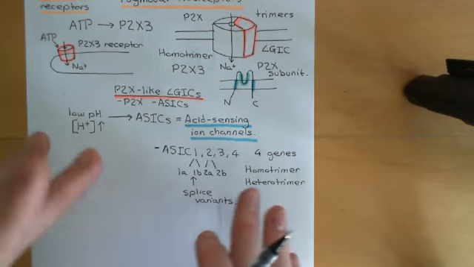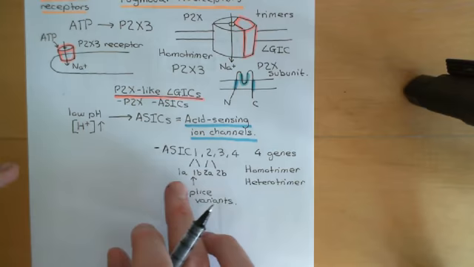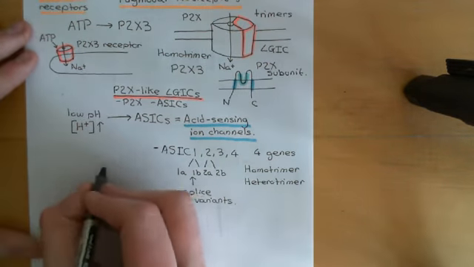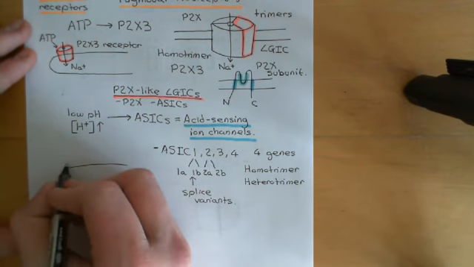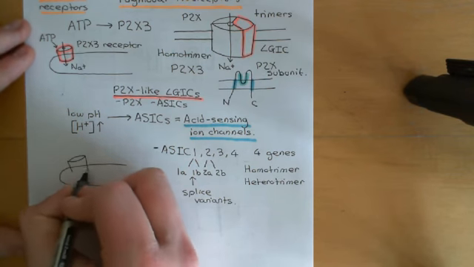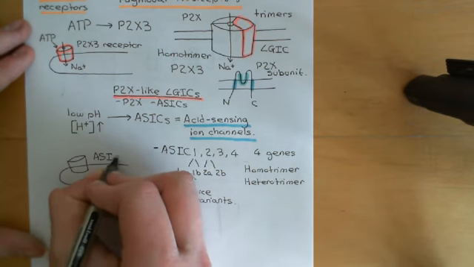So you can make many different actual ASIC receptors because there are so many different types of subunits and there are different ways of combining them together to make a trimer. But the overall picture here is that in the nerve endings of these polymodal nociceptors, you're going to have the acid-sensing ion channels. So here is an ASIC.